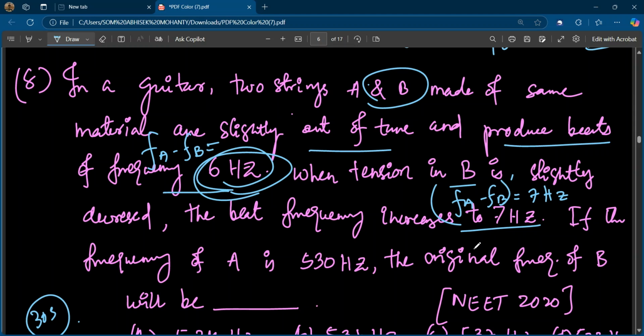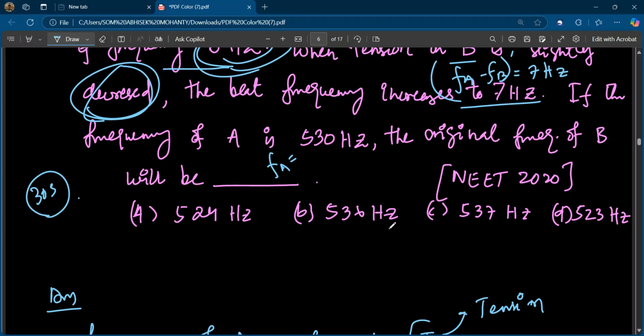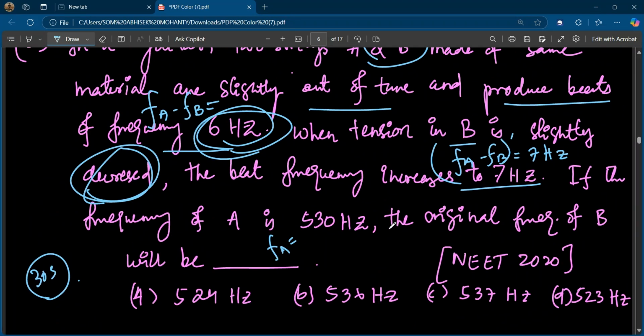So how do you do it? Original frequency of A, fA, is equal to 530, and tension in B is slightly decreased. If tension in B is decreased, then its frequency will also decrease, right?